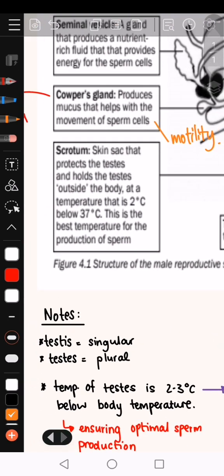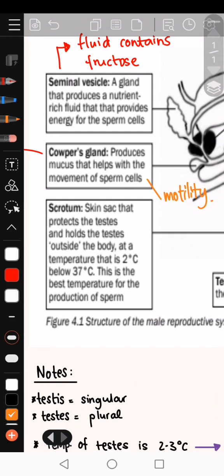Now the scrotum here is a very important part, I would say the most important part of the male reproductive system, because this is the skin sac that protects and holds the testes outside of the body. Now you might be thinking, oh, it just holds it. Yeah, it does. It's not really that big of a deal, but this scrotum ensures that the temperature of the testes is 2 to 3 degrees below body temperature.